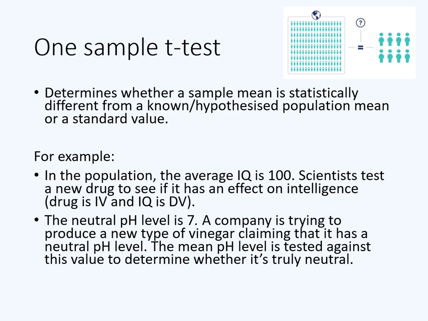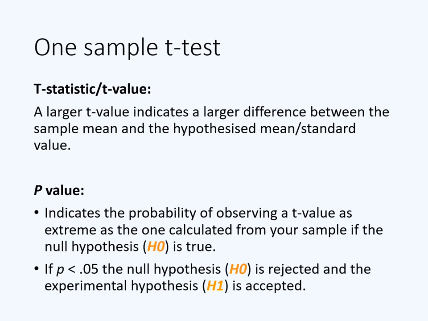In this example, the null hypothesis would be that there is no difference in IQ between the sample mean and the population mean, and the experimental hypothesis would be that there is a difference between the IQ of the sample mean and the population mean. The one-sample t-test will produce several values including the mean, standard deviation and confidence intervals. It will also give you the t-statistic, which is also referred to as the t-value, as well as the p-value.